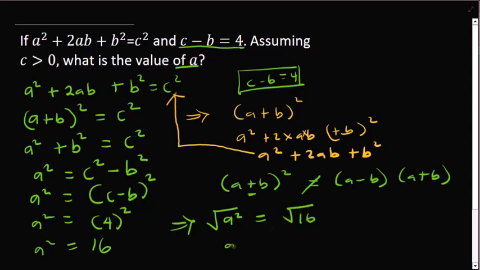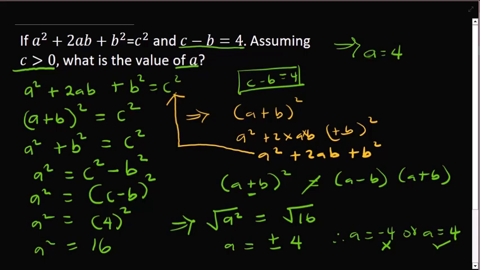here you have a is equal to plus or minus 4. So it simply means that a is equal to minus 4, or a is equal to 4. And the rule says that c is greater than 0. Minus 4 is less than 0, so this does not work. Our right answer is 4. So in everything, a is equal to 4, and that's our final answer.